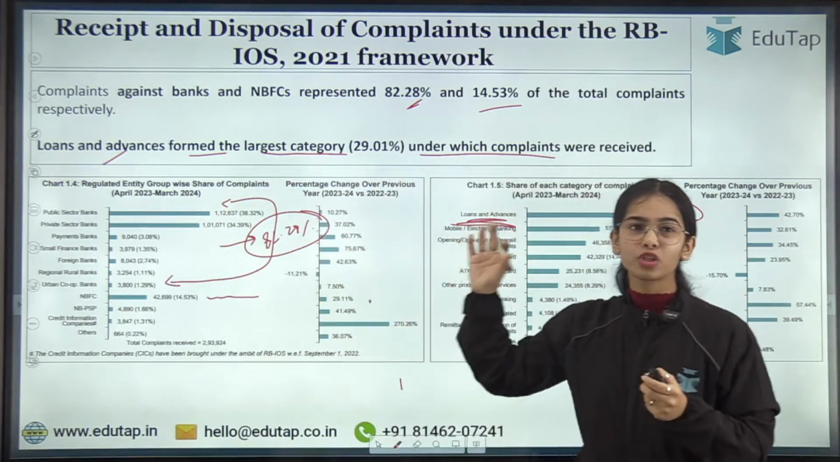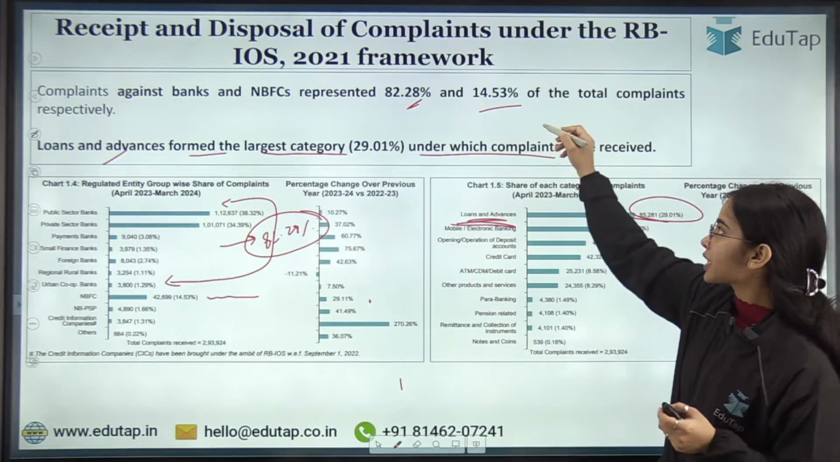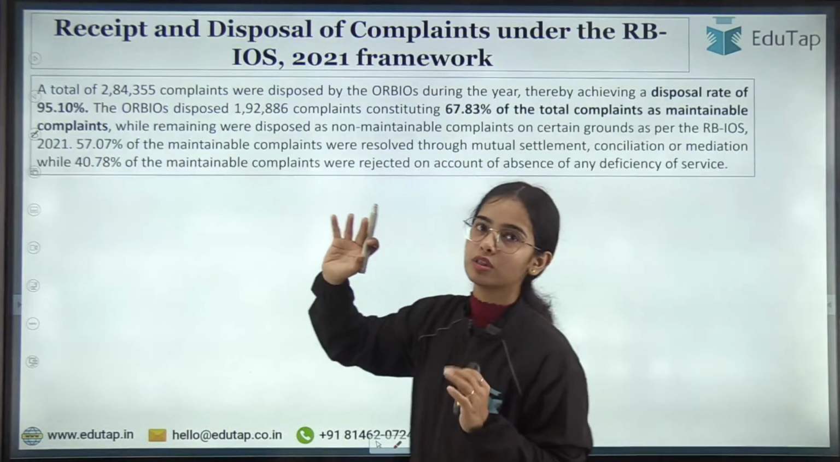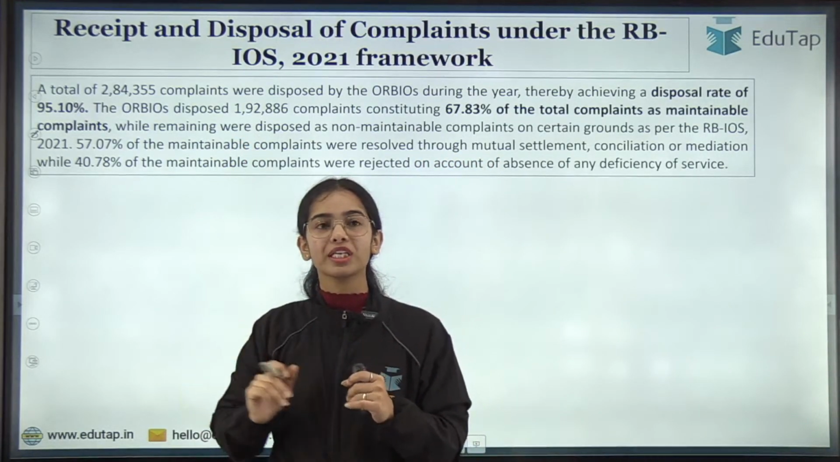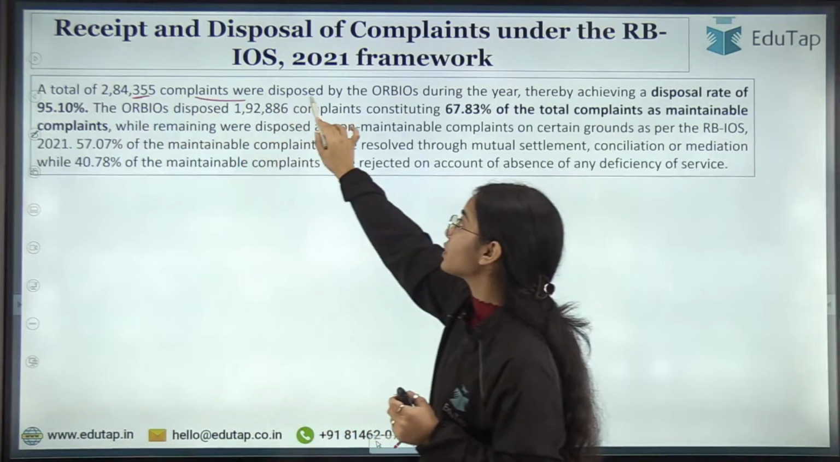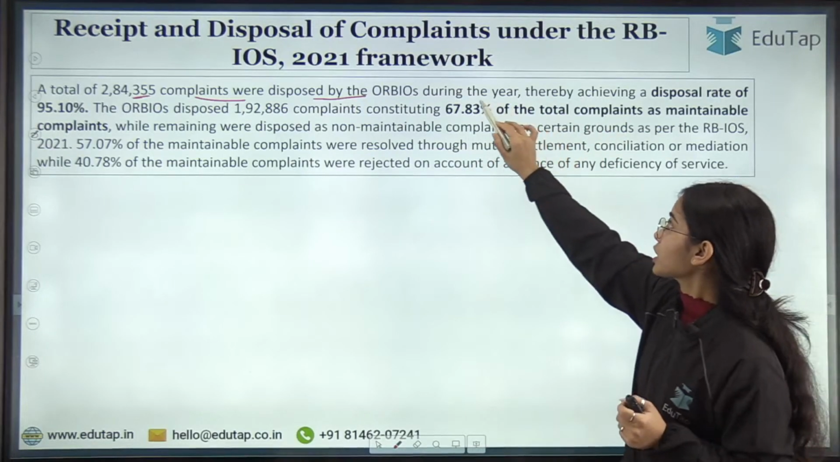So, you do not have to remember the whole of the percentages, just remember the given points as they were given in the highlights and the main summary of the report. Now, coming to the next point, a total of 2,84,355 complaints were disposed by the offices of the Ombudsman during the year.